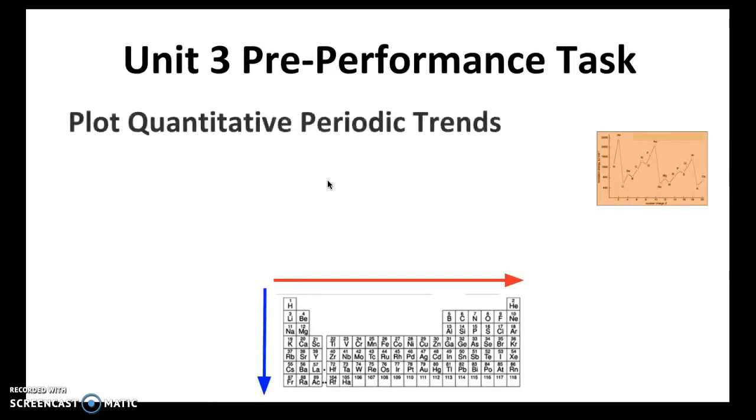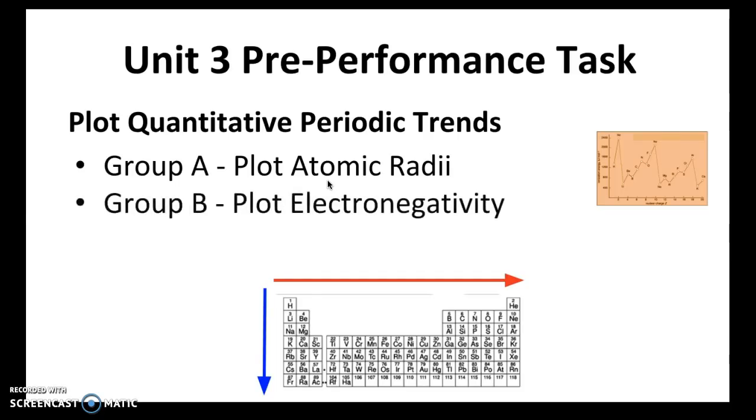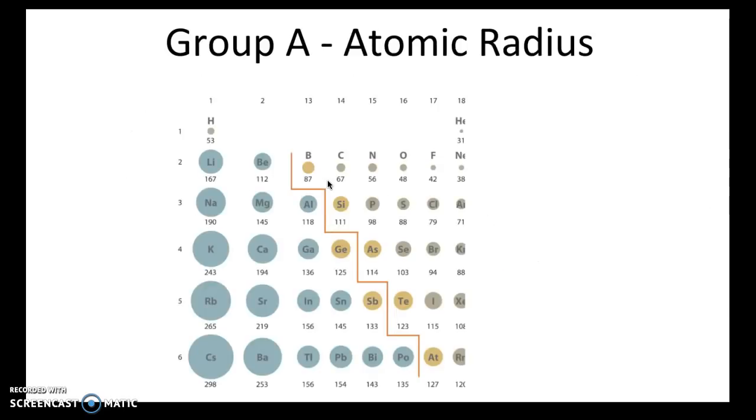So how are we going to break this down? There are two plots that we're going to do. Group A is going to plot the atomic radii and group B is going to plot electronegativity. You're going to be split up into groups A and groups B, and then both groups are going to see how they can identify trends from the plot. Let's start off with talking about how we're going to plot this data.